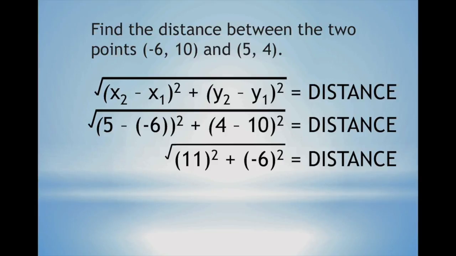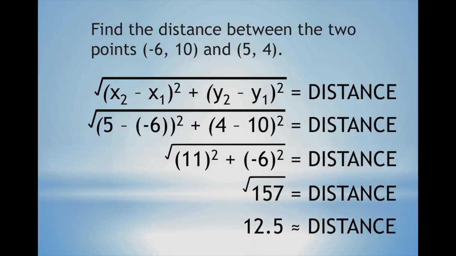That's important because when we do this next step, which is to square 11, which is 121, and square the negative 6 in parentheses, negative 6 and negative 6 makes positive 36, which adds up to 157. And then the square root of 157 works out to approximately 12.5. So this is how we apply the distance formula to find any distance between two sets of coordinates.